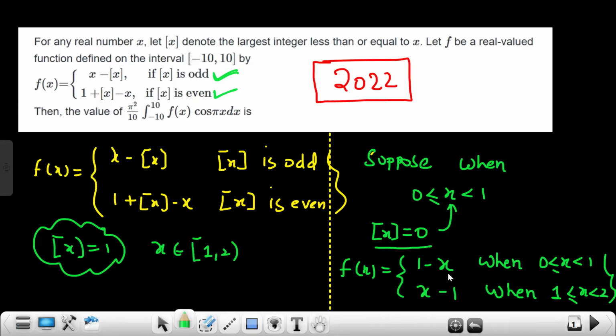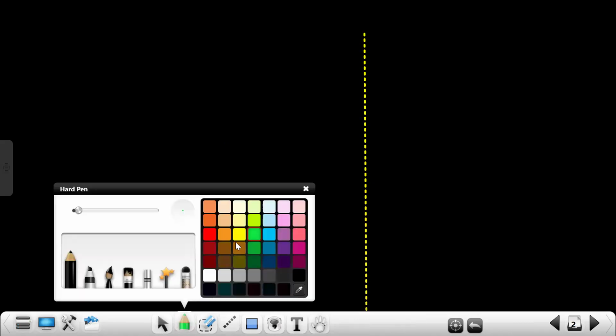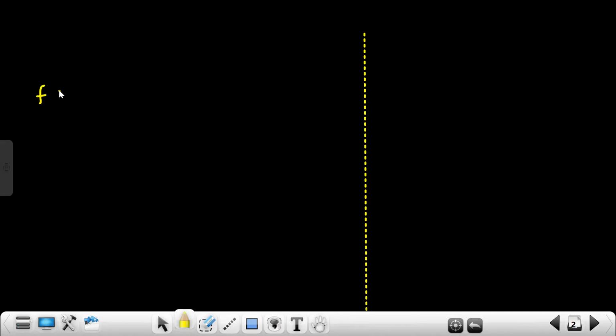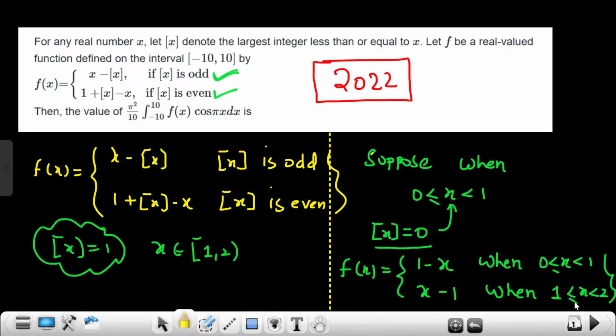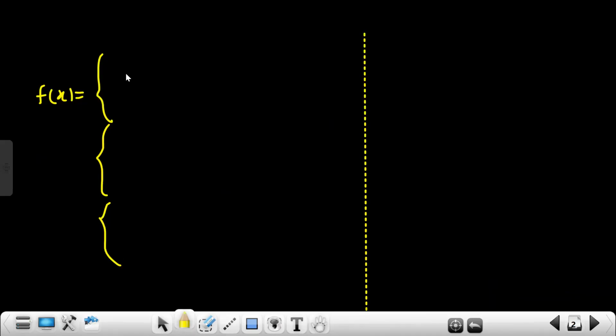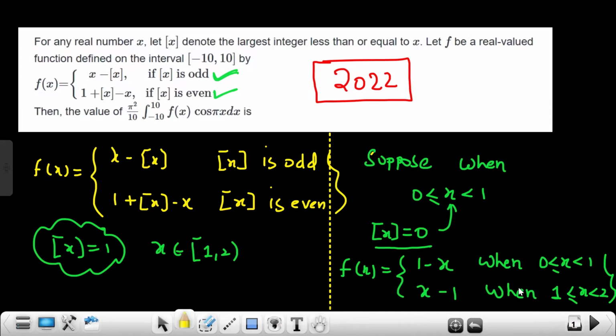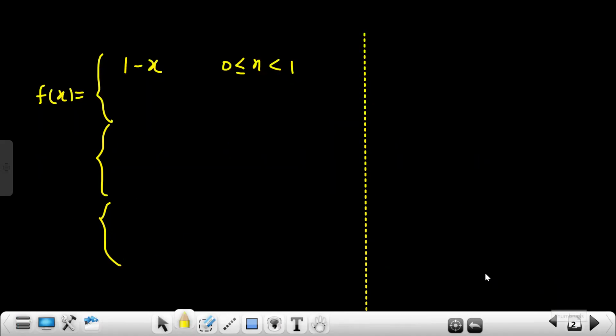And we will have some functions. So I will write some of the functions so that we can draw the graph. Actually, we need to draw the graph, that's why we are defining like this. So when x is in between 0 and 1, we have 1 minus x. When x is in between 1 and 2, we have x minus 1.